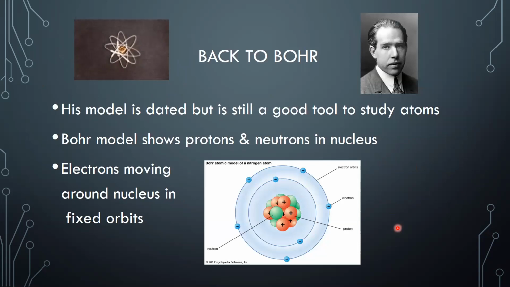Just go to the next slide. There we go. All right, so we're going to take it all the way back to Niels Bohr. Okay, remember, Niels Bohr model is dated, but still a good tool to study atoms. He shows the protons and neutrons in the nucleus. So at this point, we did know about the nucleus. This is after Rutherford's experiment that found out the atom's mostly empty space. And he said that electrons orbit the nucleus in a fixed set path.